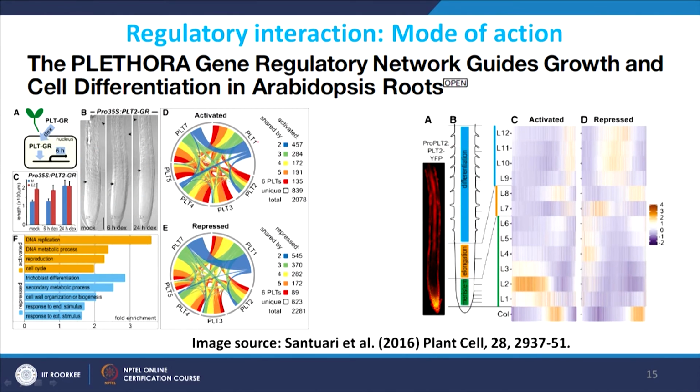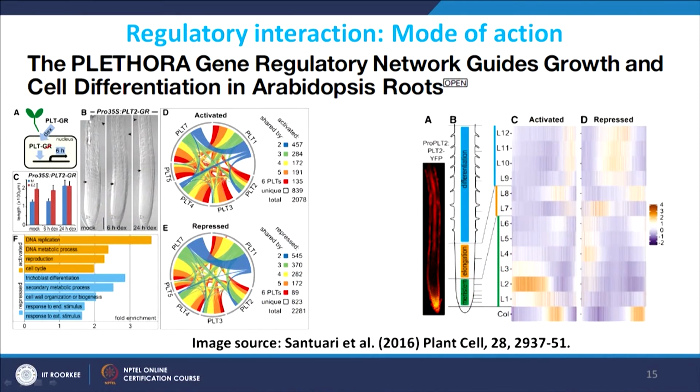As I said, there are multiple PLETHORA genes, 1 to 7, and the PLETHORA genes were fused with the glucocorticoid receptor. If you recall, in one of the previous lectures I discussed what the glucocorticoid receptor is. This way you can control the activity of your transcription factor by regulating its translocation from the cytoplasm to the nucleus. After induction, you can perform microarray and identify which genes are getting induced and which genes are getting repressed.